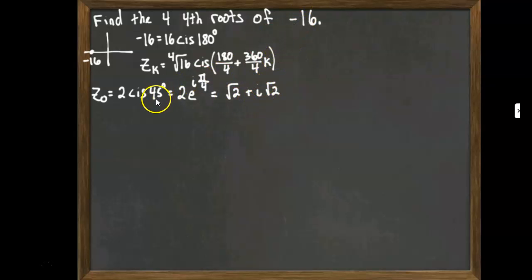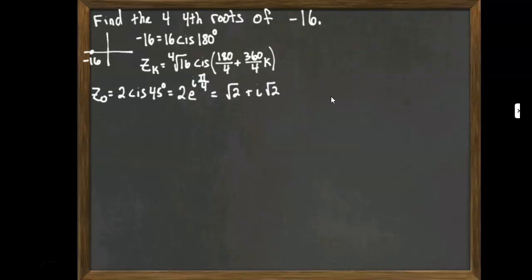We can see that really easily in the trig form. Raising it to the fourth power in the trig form would be 45 times 4, which is 180. And 2 to the fourth would be 16. So 16 CIS 180 would be back to -16. But if you did all the messy algebra of square root of 2 plus i square root of 2 times itself 4 times, it would eventually simplify to -16.